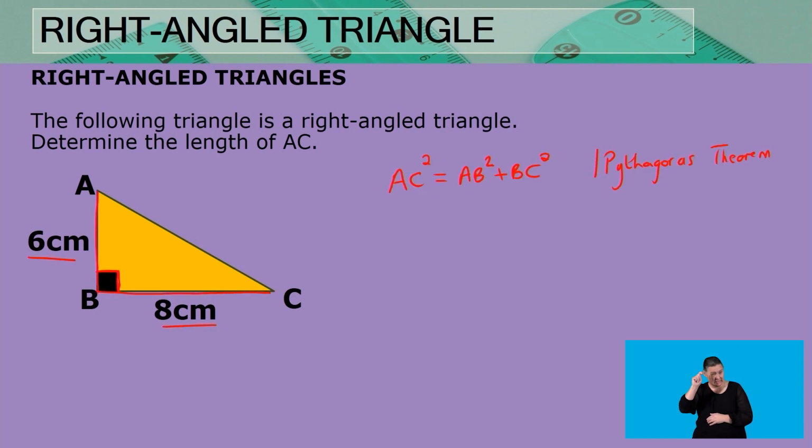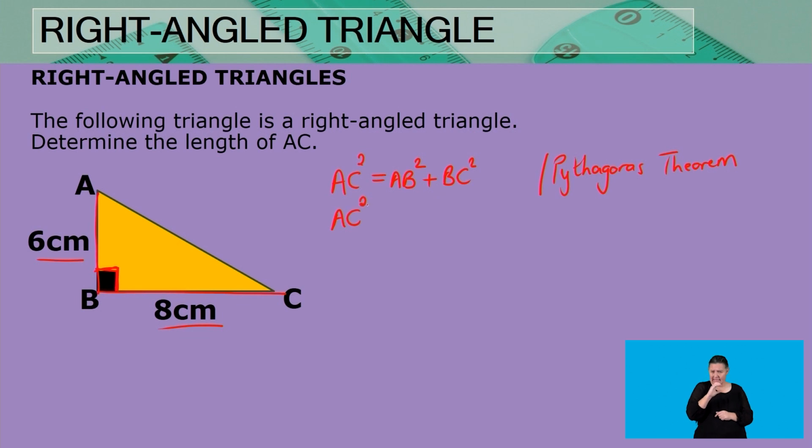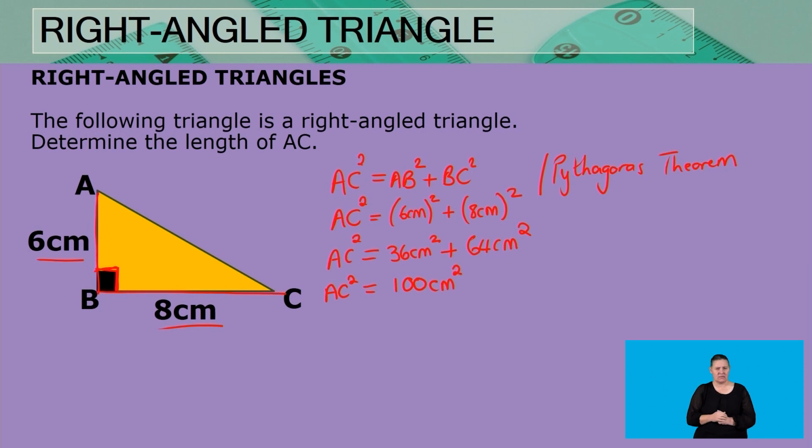Now remember, the Pythagoras theorem only works if a triangle is a right-angled triangle. AC is the one that we are looking for. So we are going to say AC squared is equal to 6 centimeters squared, that is the length for AB, plus 8 centimeters squared, that is the length for BC. So AC squared is equal to 36 centimeters squared, that is 6 centimeters multiplied by 6 centimeters, plus 8 centimeters squared, which is 64 centimeters squared. When we add these two together, we have 100 centimeters squared. So now we have AC squared is equal to 100 centimeters squared.